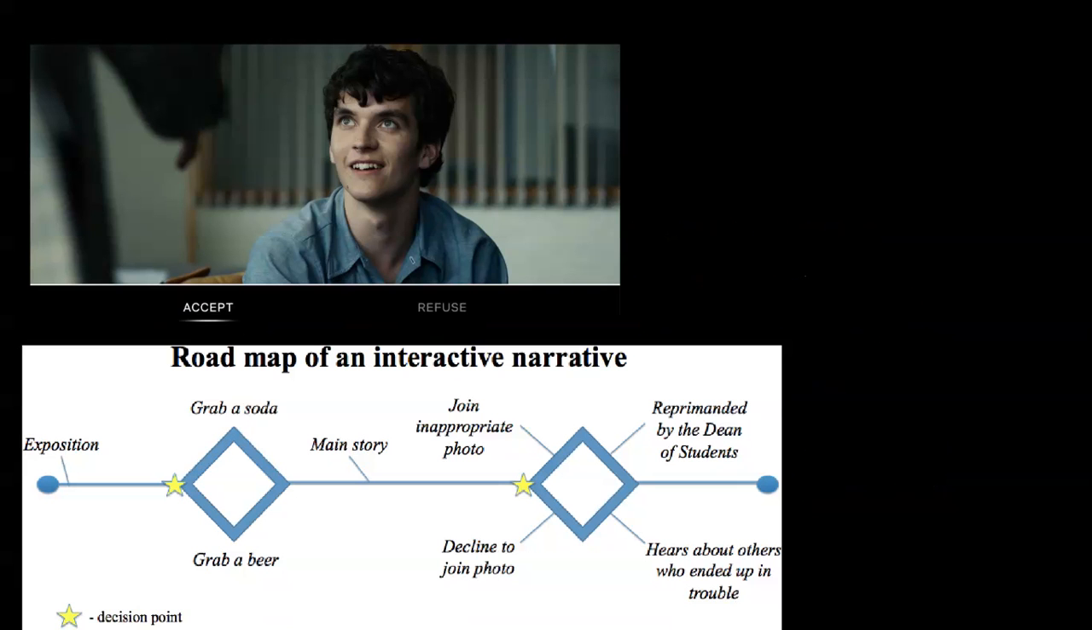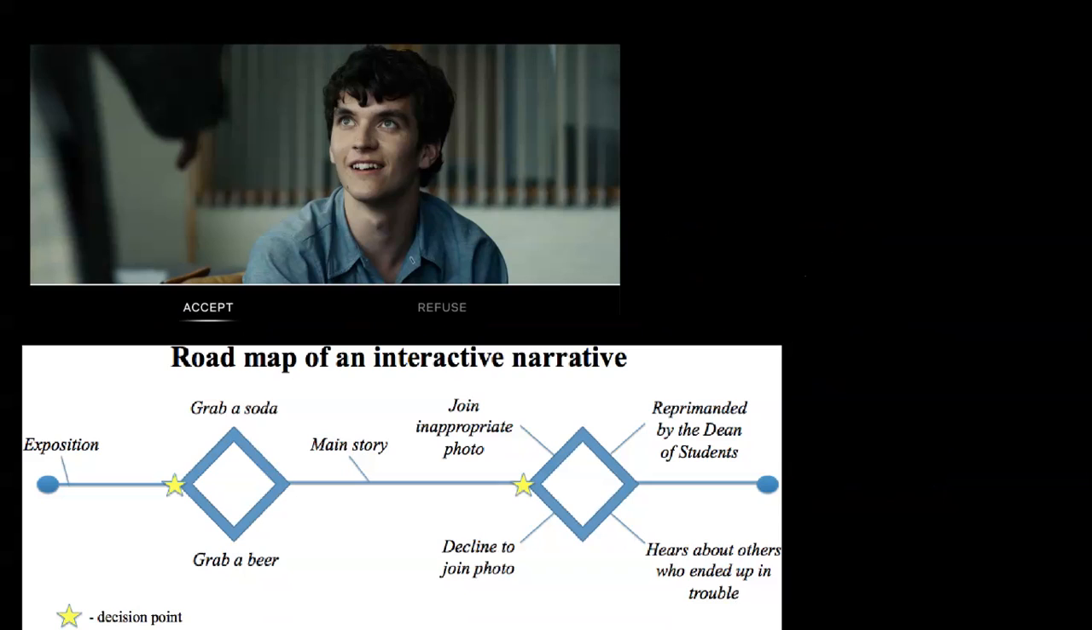So basically, here's the film on the top. He chooses whether he could accept the job or refuse the job. And then you see how the story works if he does these things. And here's a roadmap of an interactive narrative. So the exposition happens in the beginning, we all know that. The decision point is where the stars are. The stars represent the key decision points.